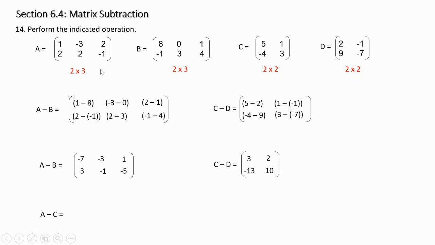How about A minus C? A minus C, again, this is a 2 by 3, this is a 2 by 2, so it cannot be done. Why? Because not the same size. Okay.